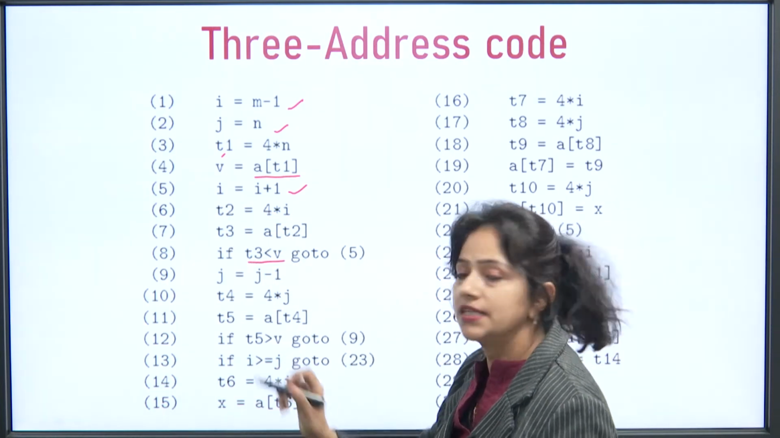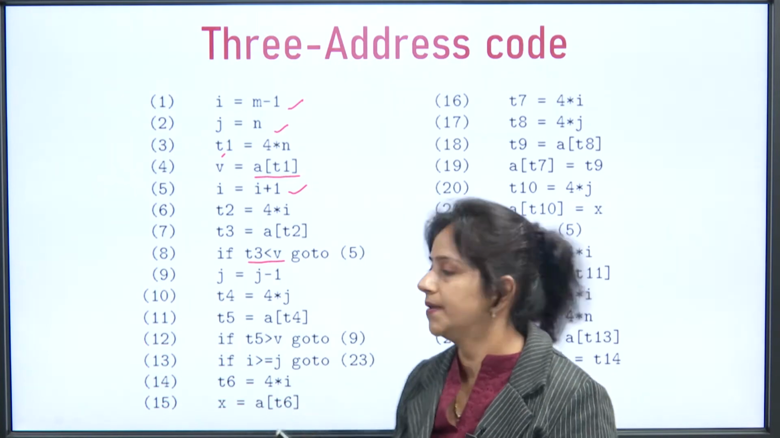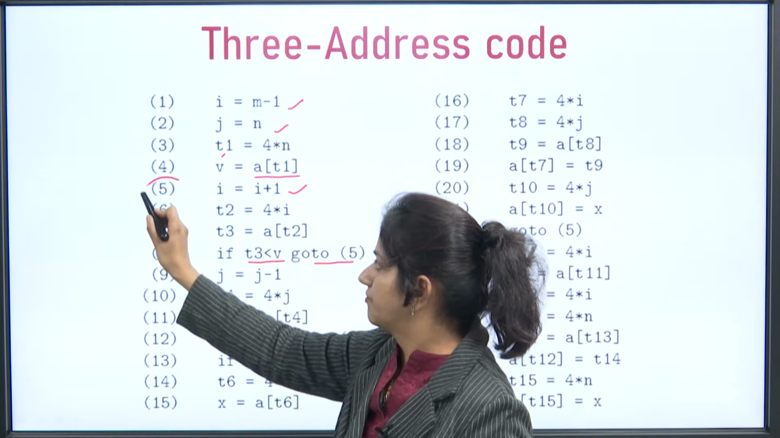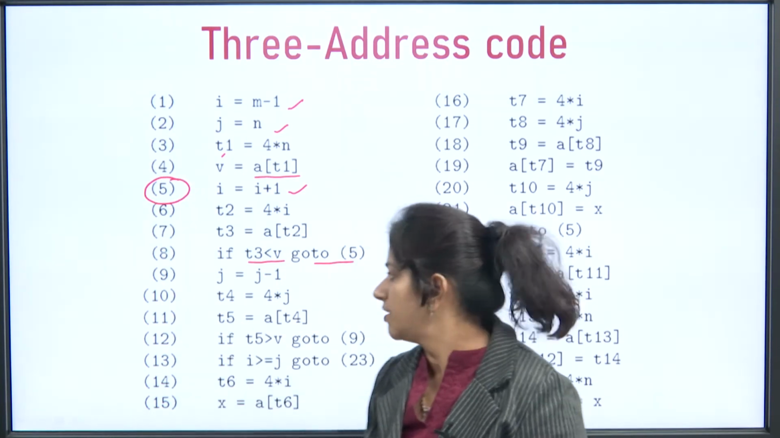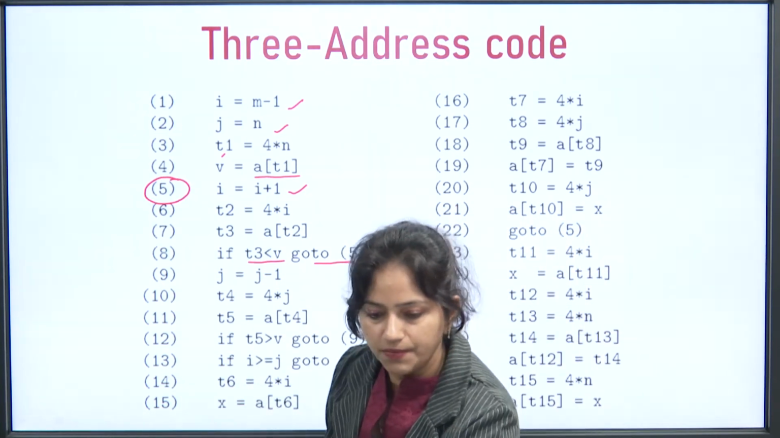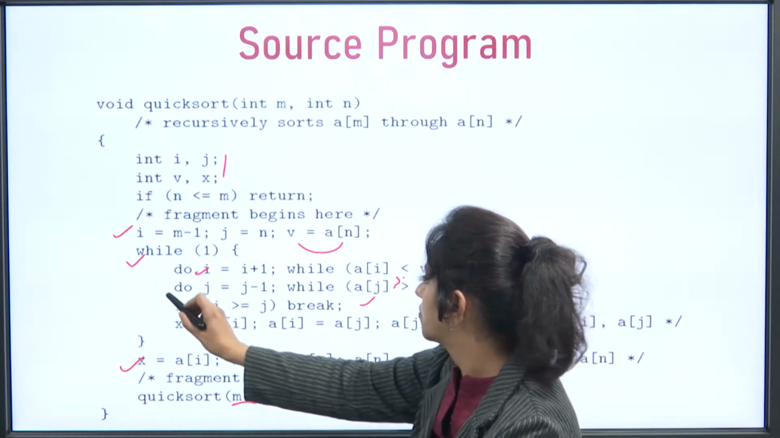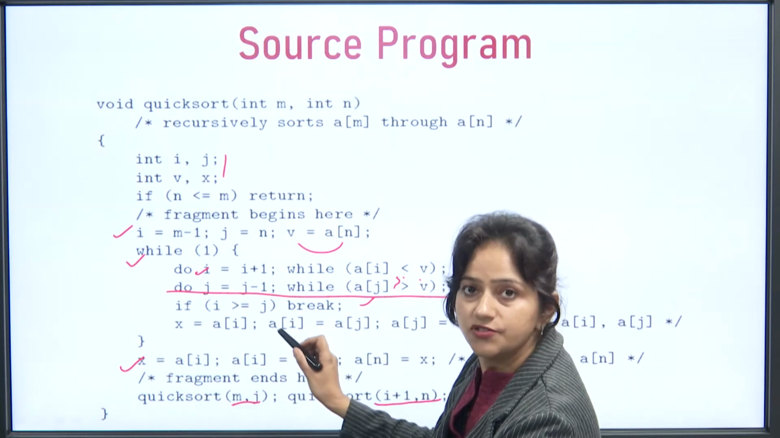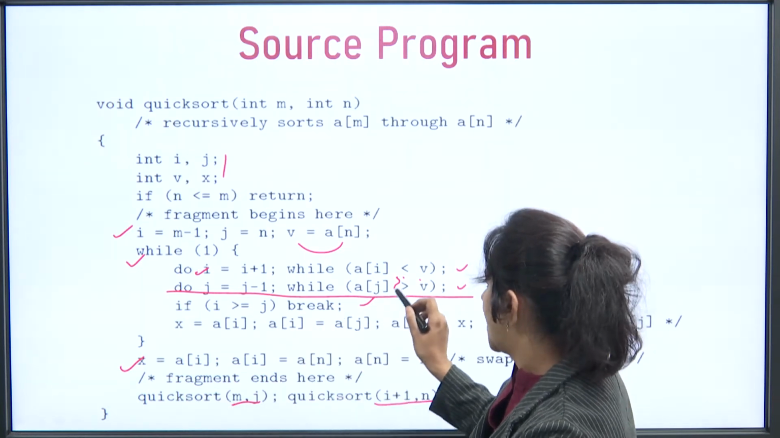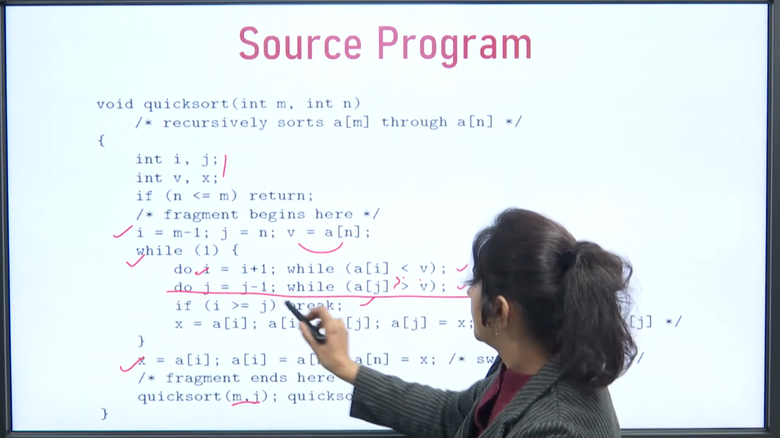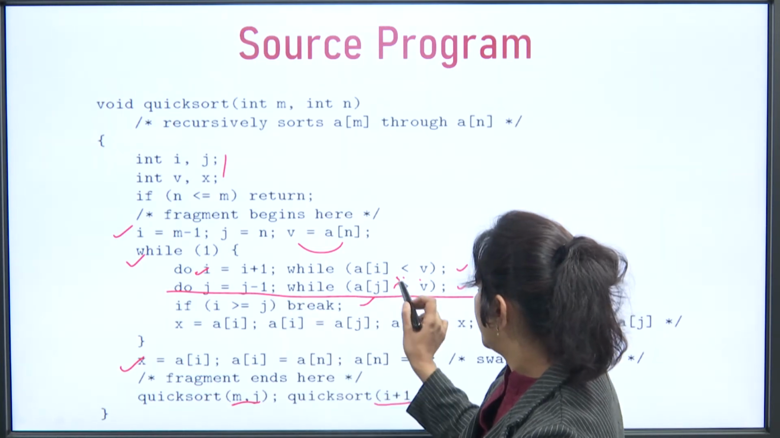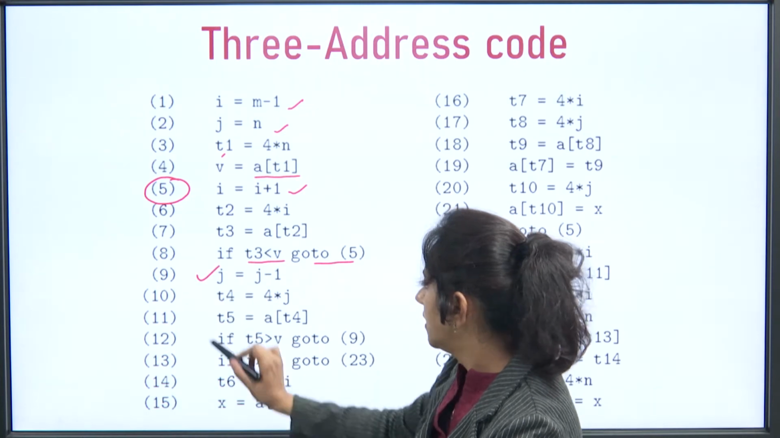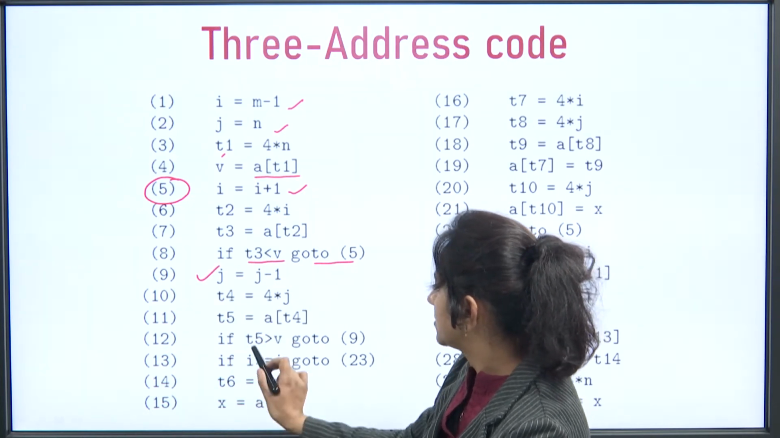So, we will write it in the form of a conditional go to statement. So, if this condition is met, we will go to statement 5. Similarly, we can write the 3 address code for this one, j is equal to j minus 1 while a of j is greater than v. So, j is equal to j minus 1 and when this is greater than.